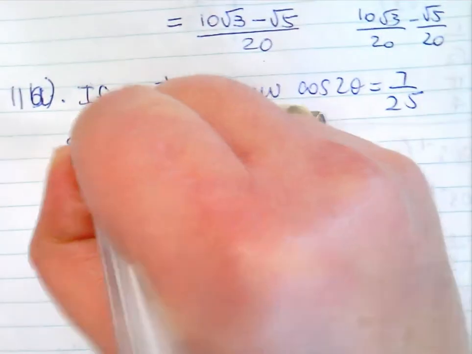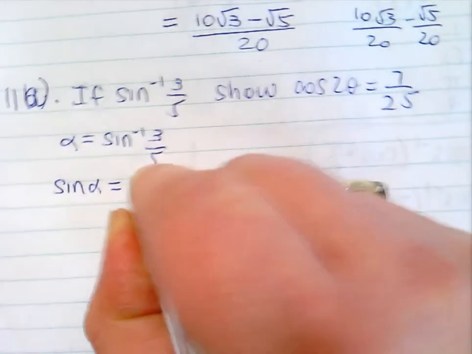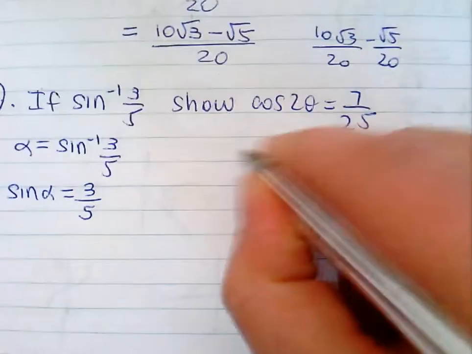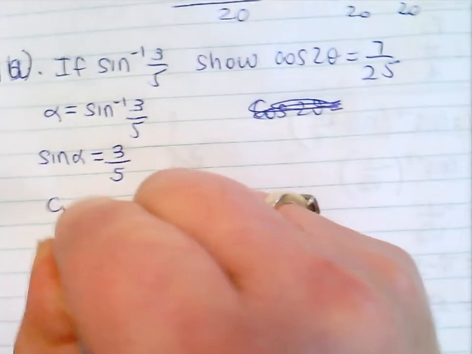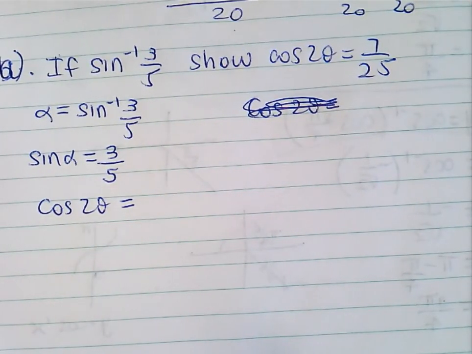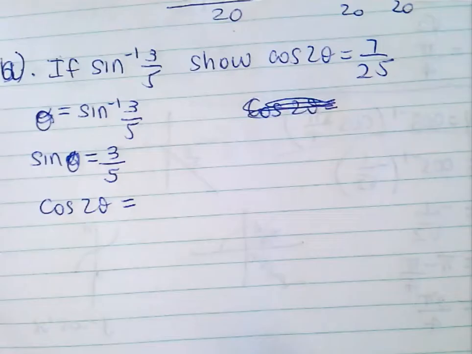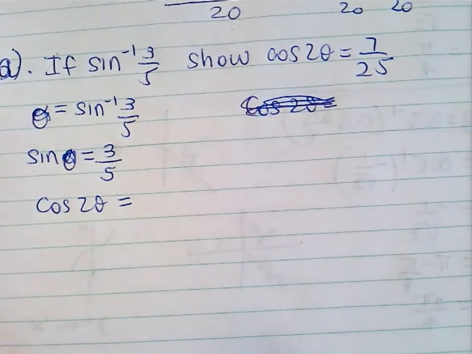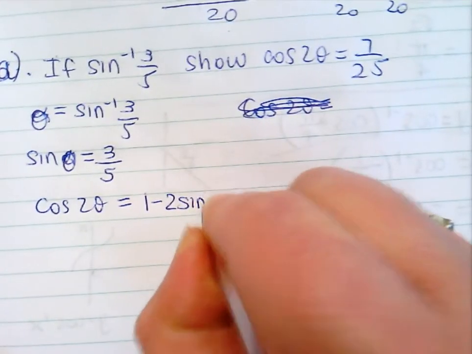So, if alpha is sine to the minus 1 of 3/5, that means that sine of alpha is 3/5. So, cos of 2 alpha, actually I'll go down here. Cos of 2 alpha, you've got one of 3 formulas to choose from. Not sine of 2 alpha, you've only got one. Tan of 2 alpha, you've only got one. But cos of 2 alpha or 2 theta, I should have let this equal theta, which is fine. So cos of 2 theta, you've got 3. Make sure you choose the right one. 1 minus 2 sine squared theta.